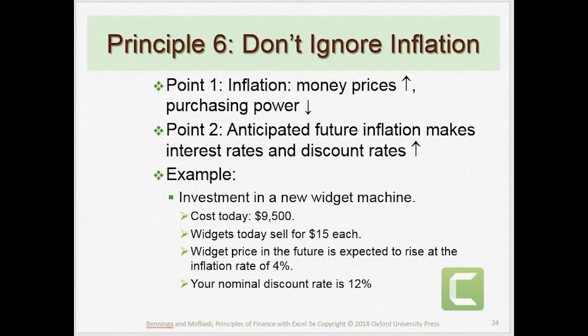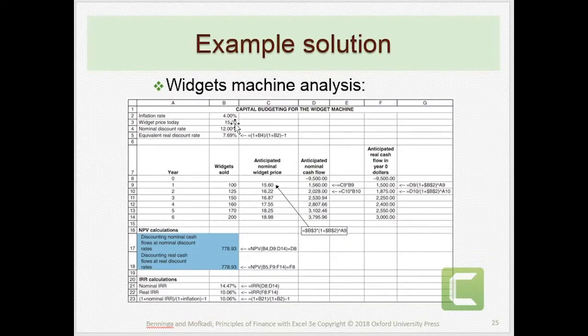For example, you have an investment in a new widget machine. Cost today is $9,500. Widgets today sell for $15. Widget price in the future is expected to rise at an inflation rate of 4%. The nominal discount rate is 12%. So let's look at an analysis.